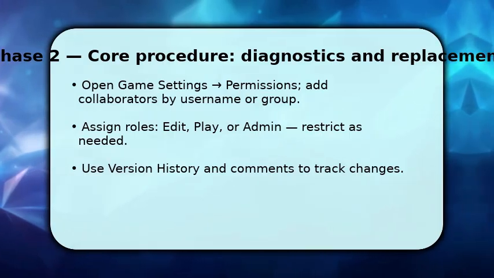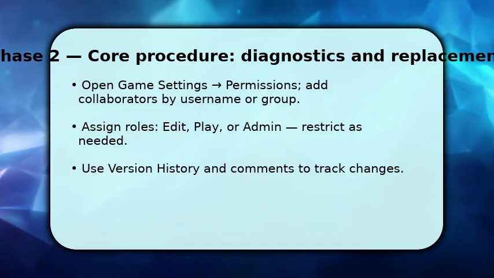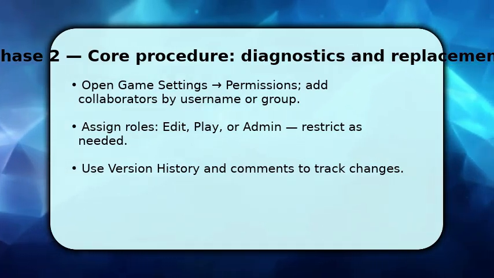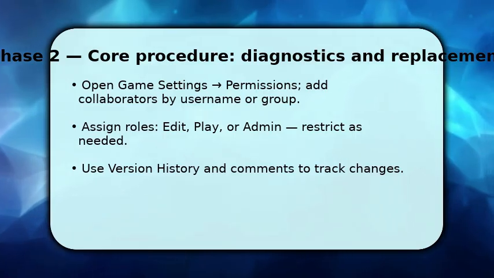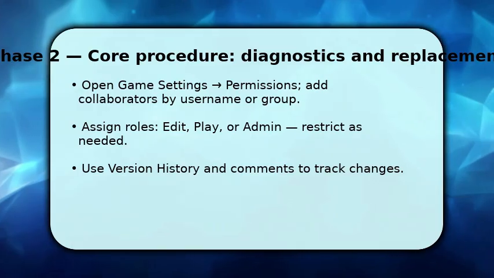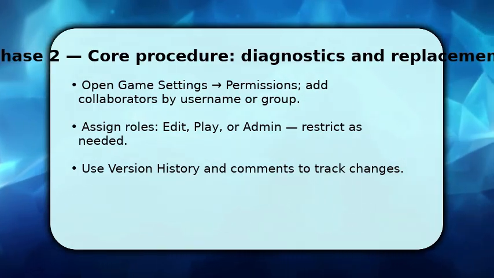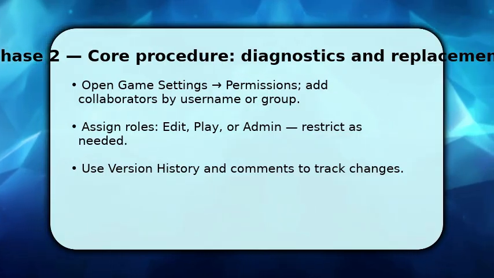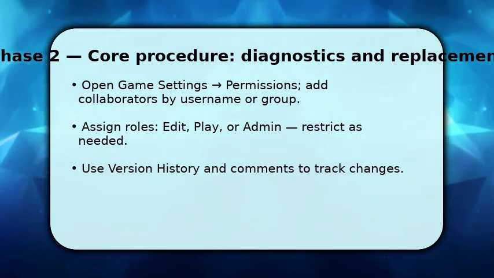Once added, assign clear roles, give editors edit rights, and reserve admin for final approvals. Make sure to explain who handles scripts, models, and UI so work doesn't overlap. Use version history and comments to document why changes were made. This makes rollbacks safe and avoids confusion when multiple people edit the same objects simultaneously.